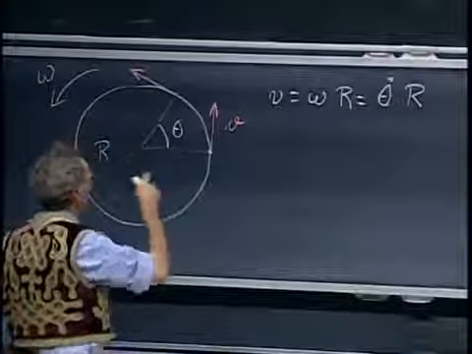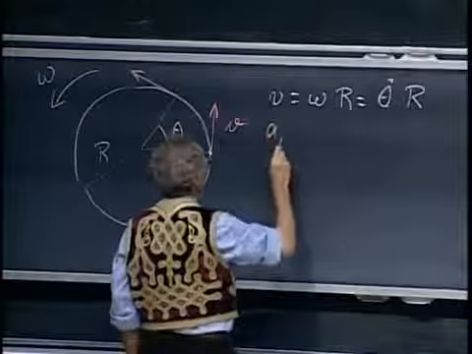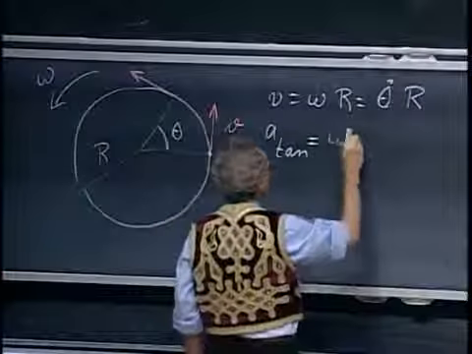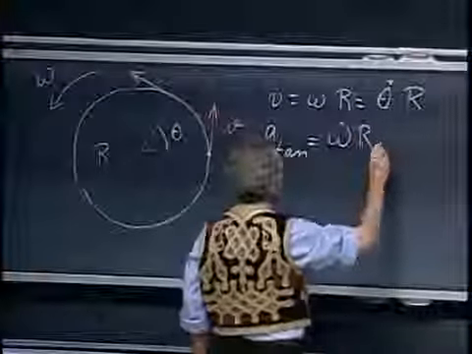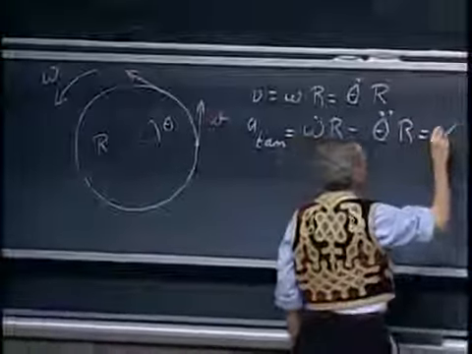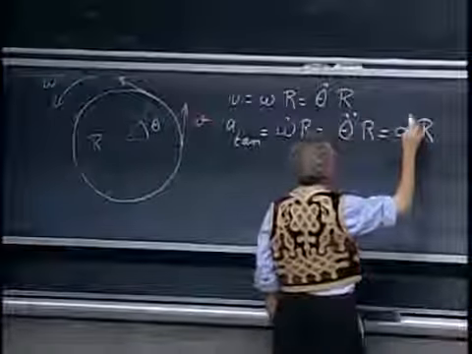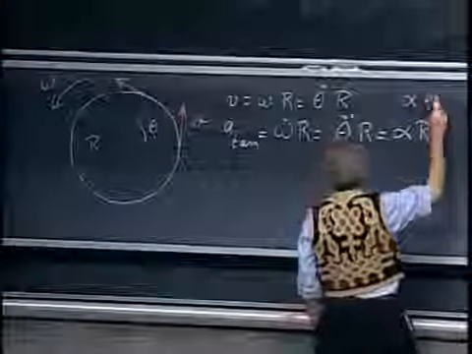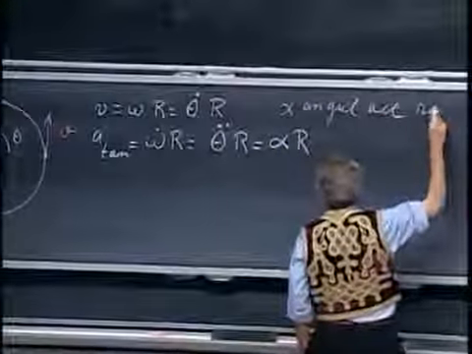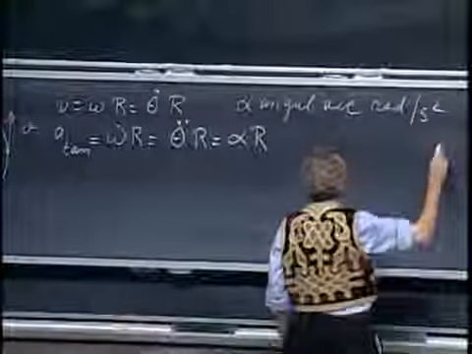I can now take the first derivative of this, and then I get a tangential acceleration, which would be omega dot times r, which is theta double dot times r. We call theta double dot alpha, and alpha is the angular acceleration, which is in radians per second squared.